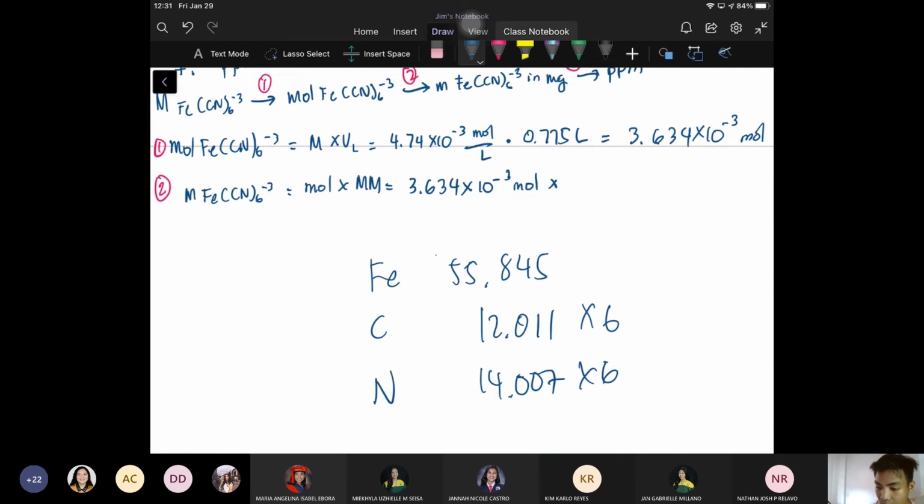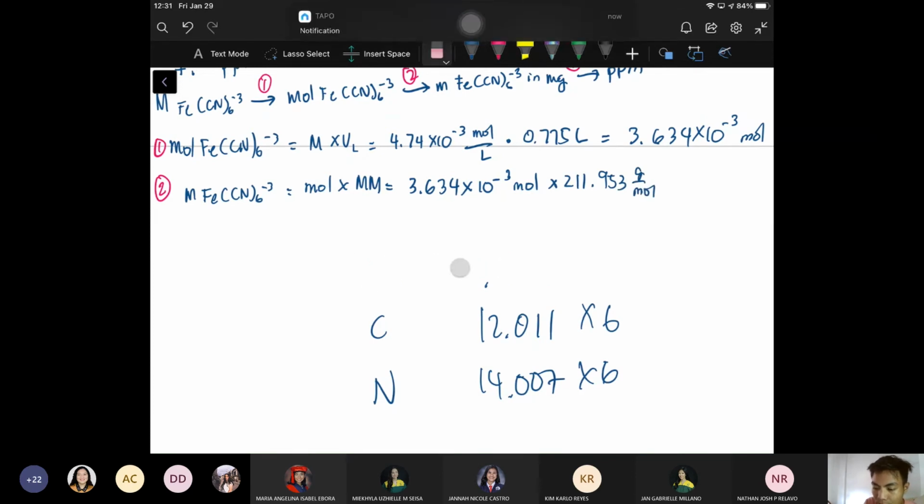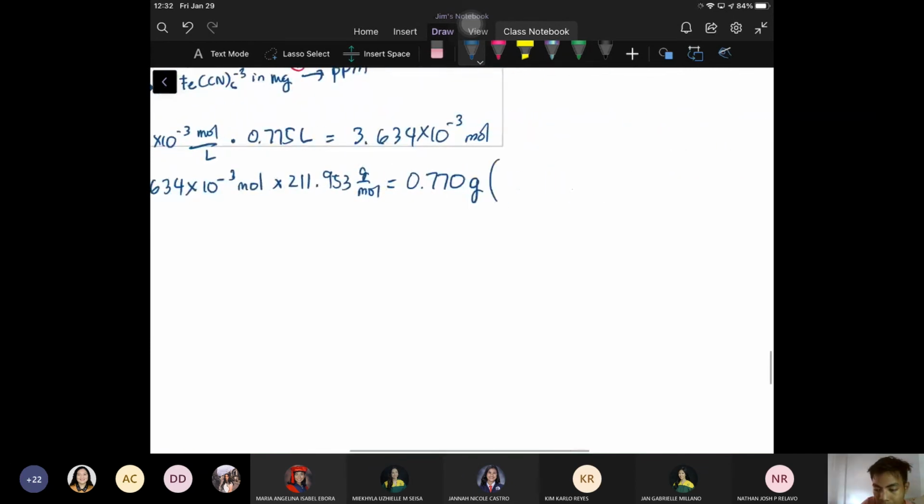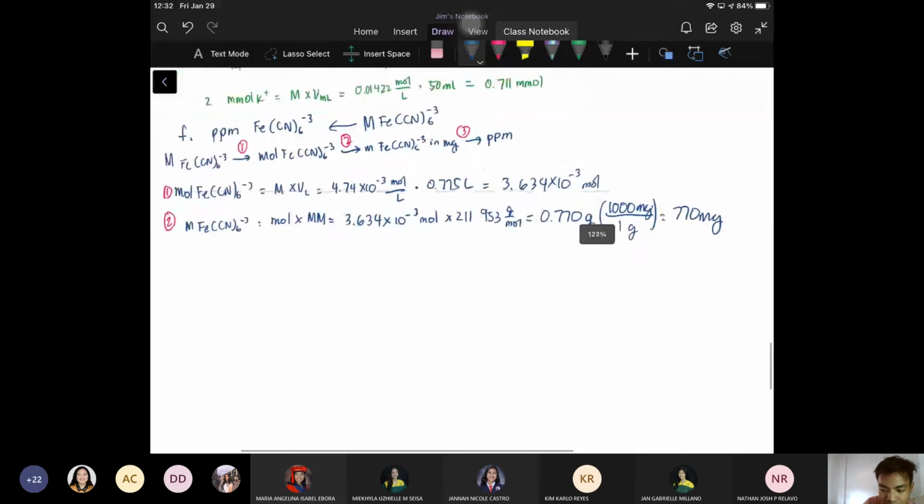So, yan. So, we have 1211.953 grams per mole. Okay? Burahin ko na. So, makukuha na natin yung mass ng FeCN6 na. So, that will be 0.770 grams. Okay, so we have 0.770 grams. And then, convert natin yan to milligram. So, 1 gram, 1,000 milligram. So, that's 770 milligrams. Okay?